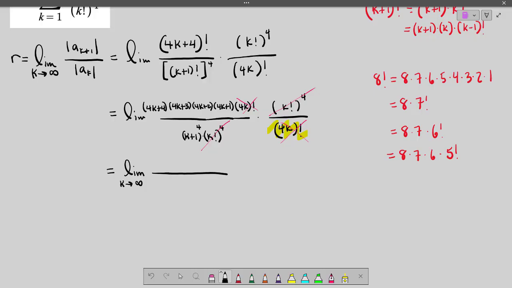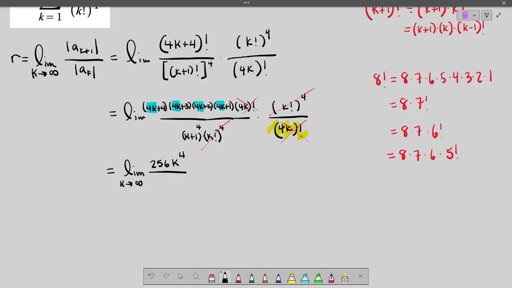So the dominant term of the numerator is just going to be these firsts all multiplied together. That's going to give us the highest power of k in the numerator, the leading term. So that's going to be 4 times 4, which is 16. 16 times 4 is 64. 64 times 4 is 256. So we will have 256k raised to the 4th power.